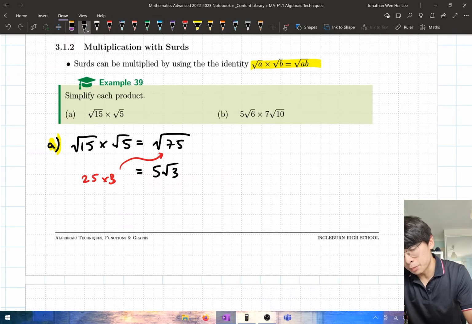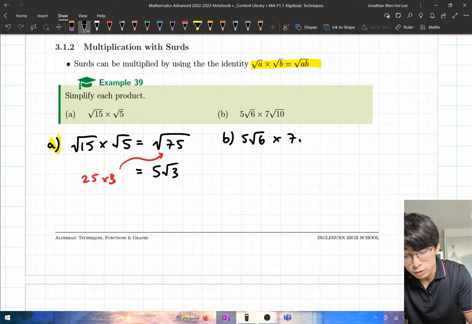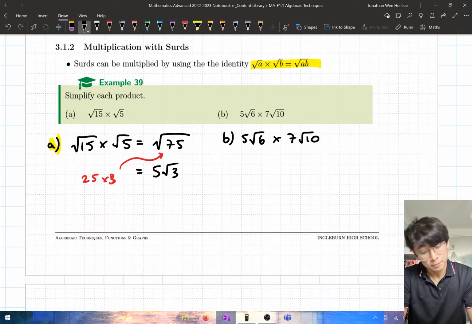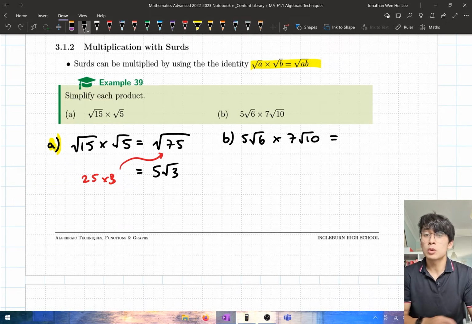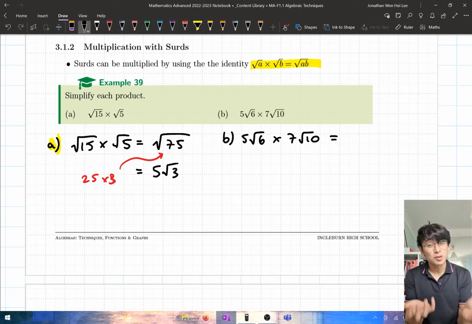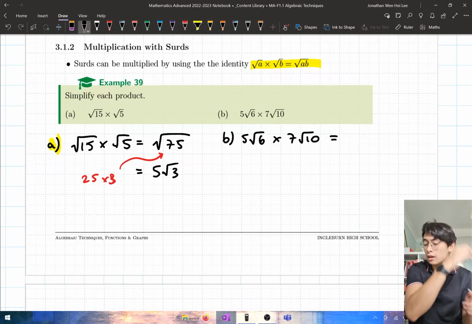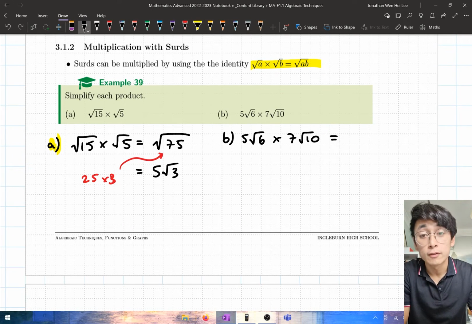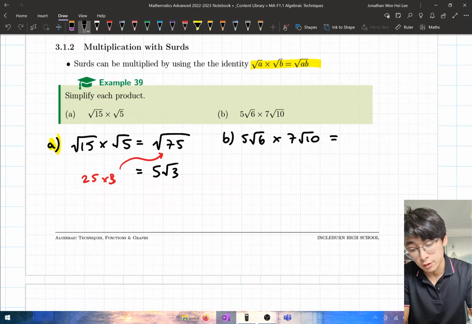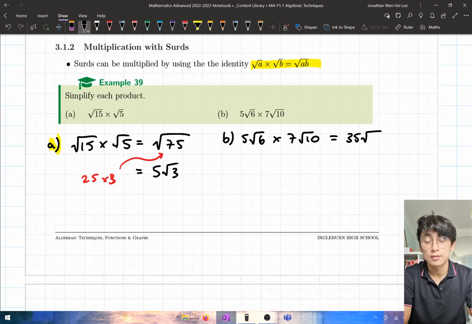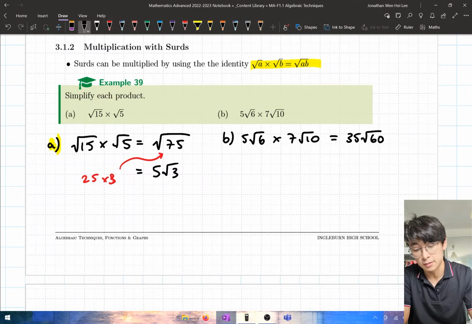Let's have a look at the next example. So here for part B, we've got 5 root 6 times 7 root 10. Okay, now notice here for these surds, we've got numbers outside the surds. And so what we can do is multiply those numbers separately and then also multiply numbers inside the surd separately as well. So I can do this 5 times 7 first. So 5 times 7 will give me 35. And then inside the surd, we're going to have 6 times 10. So 6 times 10, that's going to give me 60.